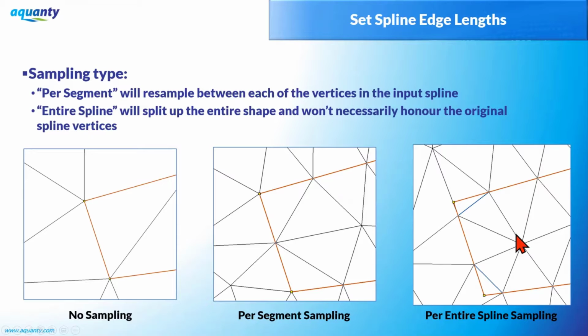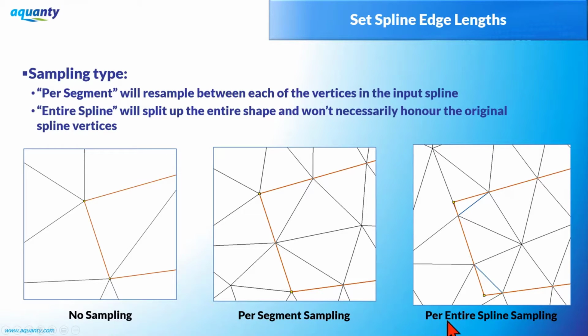So here's a note on the 2 different sampling types that you can choose in this menu and how they operate a little bit differently from each other. So on the far left, we have a spline with no sampling along its edges. The mesh nodes just use the original vertices as the control points. You can see these 2 yellow points here. If we choose per segment sampling, as shown in the middle, it will resample between each of these vertices, and it will keep the original vertices in place.